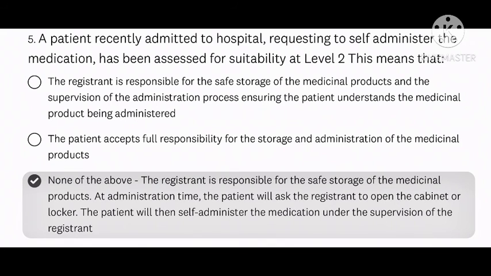A patient recently admitted to the hospital requesting to self-administer medication has been assessed for suitability at level 2. This means that the registrant is responsible for the safe storage of the medical products. At administration time, the patient will ask the registrant to open the cabinet or the locker. The patient will then self-administer the medication under the supervision of the registrant.